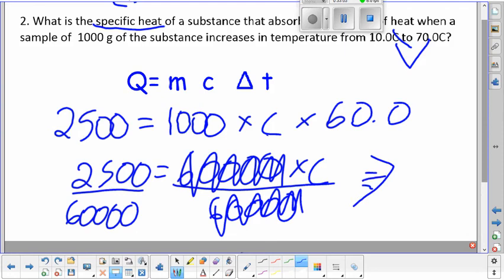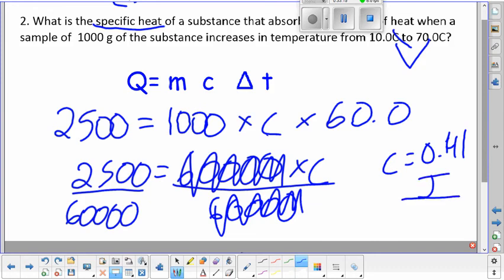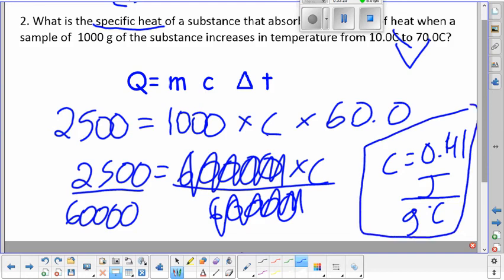Oh, goodness. 0.41. 0.41? I love it. C equals 0.41. And the units on that are joules per gram degrees Celsius. Box, put in the box, boom, boom, boom. Call it a day.